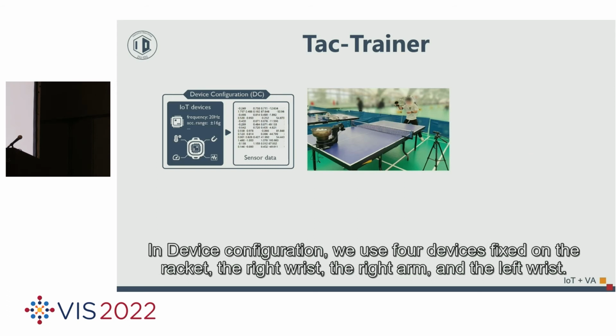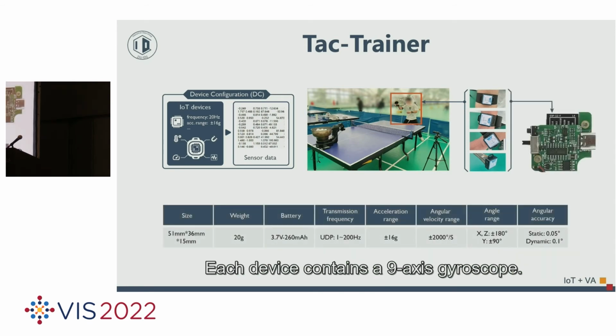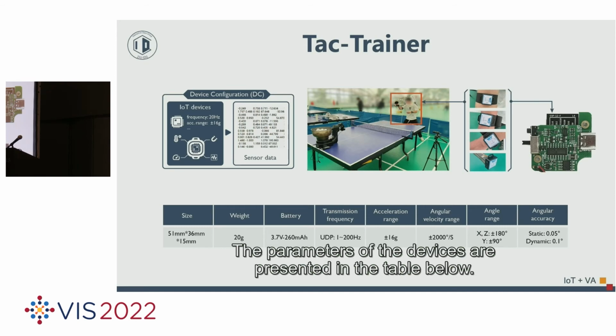In device configuration, we used 4 devices fixed on the racket, the right wrist, the right arm, and the left wrist, respectively. Each device contains a 9-axis gyroscope. The parameters of the devices are presented in the table below.